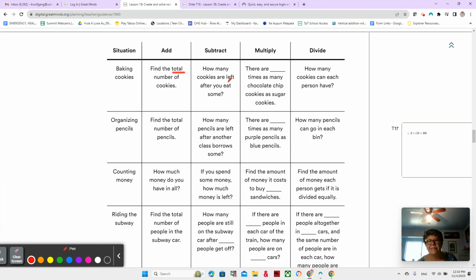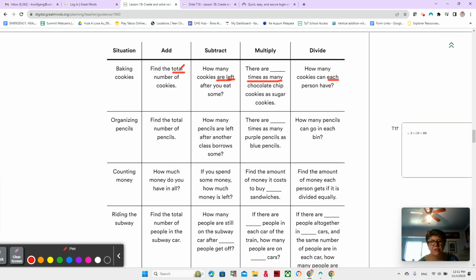Subtraction. How many cookies are left after you eat some, right? So cookies being left, something being left, remaining, right? That is an example for subtraction, a clue word, right? There are blank times as many chocolate chip cookies as sugar cookies. So times as many, that's a clue phrase for multiplication. How about division? How many cookies can each person have? Each. That's a clue word for division.